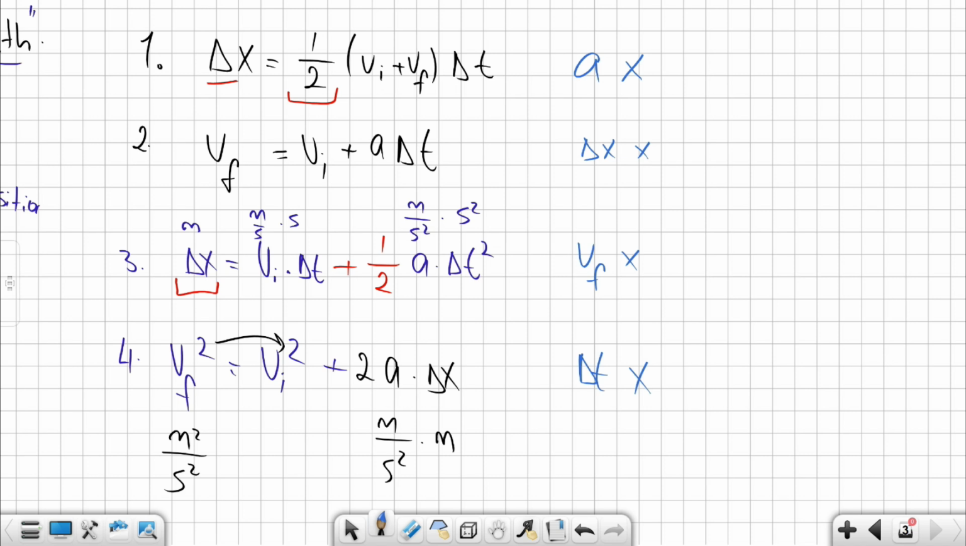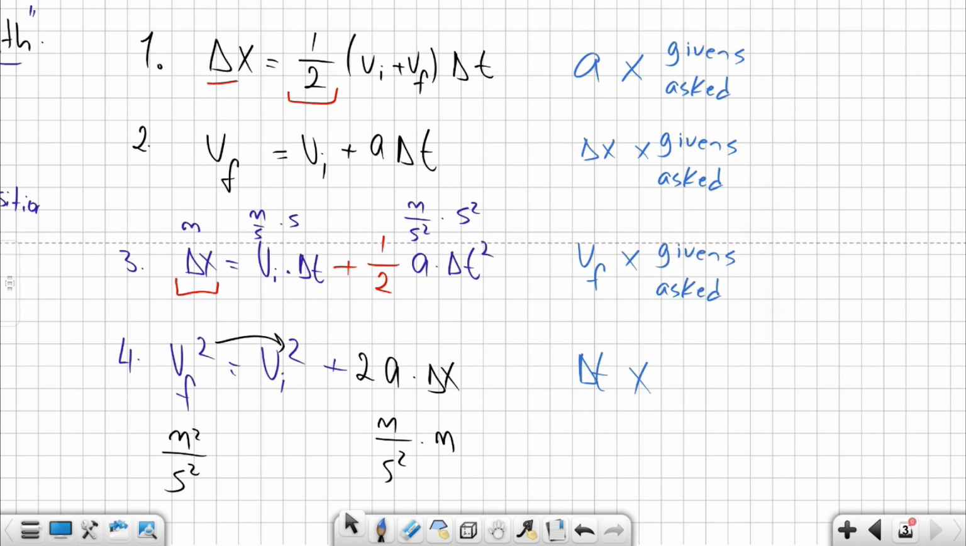So if you couldn't see acceleration in the givens or in the unknowns, use the first one. If delta x was not given or it was not required, directly use the second one. If it was the v final that was not given and it was not required, use the third one. And if delta time was not given, it was not asked or required, use the last one. So these are the basic quantities that you need to define any type of motion.